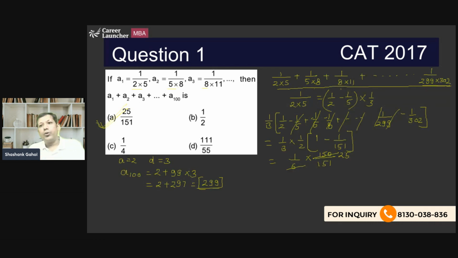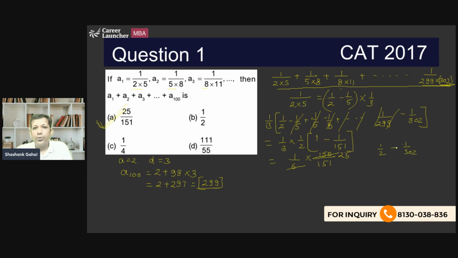Now how am I going to solve this question if it comes in the exam and I want to get the answer very quickly? Basically, the denominator should be a factor of 302, right? Because I know eventually my first term is going to remain and the last term is going to remain.